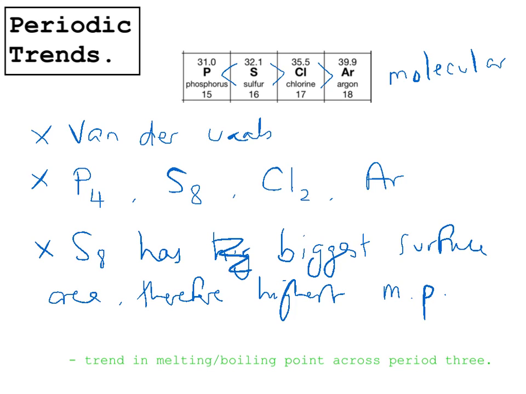And sometimes you'll be asked to compare two of these, you may be asked to compare phosphorus and chlorine, in which case you would state that they were molecular, then you would state that they're held together by van der Waals forces, then you would say why the van der Waals forces were stronger in phosphorus than chlorine, and you'd say the reason for that is that phosphorus goes around as P4 molecules, chlorine goes around as Cl2 molecules, and therefore phosphorus has a bigger surface area than chlorine does, and therefore has stronger van der Waals forces.